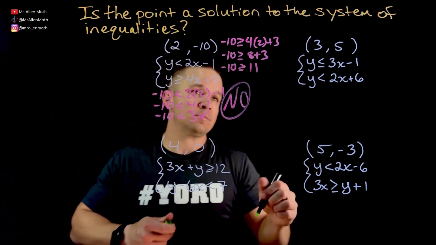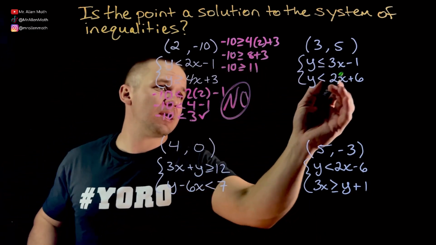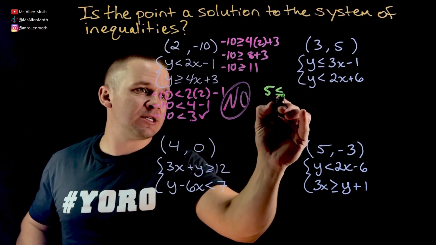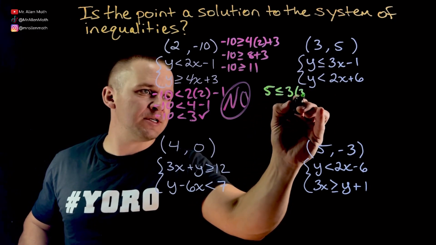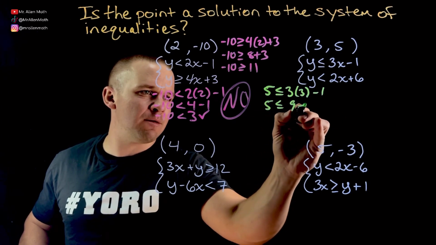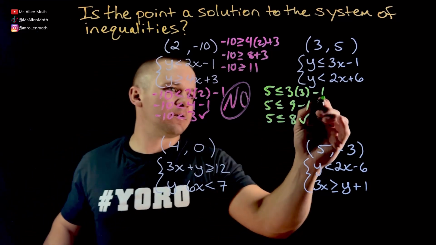Next one. We got 3, 5. So we can use substitution once again for this. If I plug in 3 for x and 5 for y, I'm going to have 5 less than or equal to 3 parentheses 3 minus 1. So you get 5 is less than or equal to 9 minus 1. Is 5 less than or equal to 8? Yes, it is. Excellent. Let's move on to the next one.